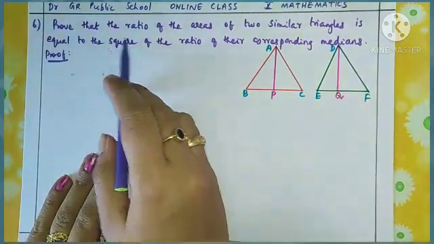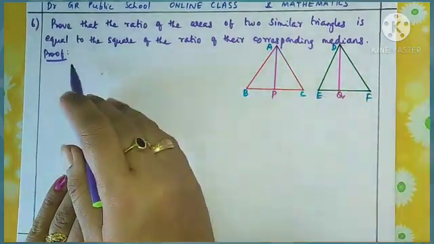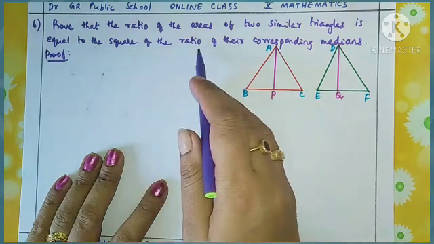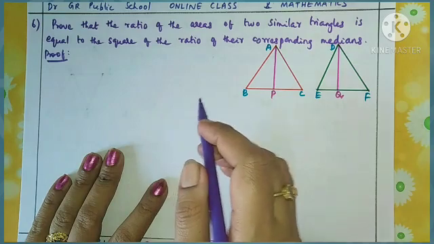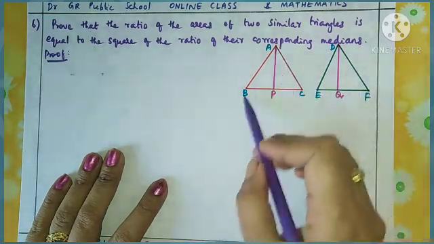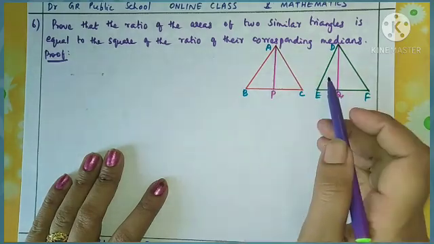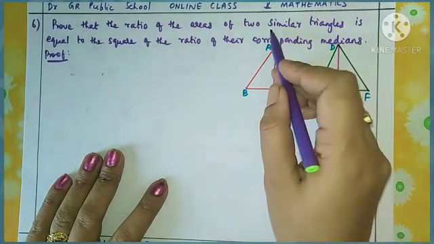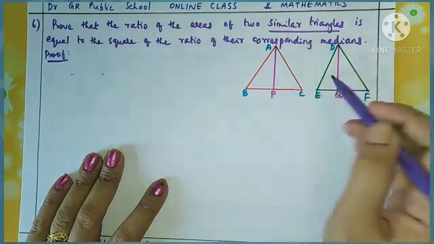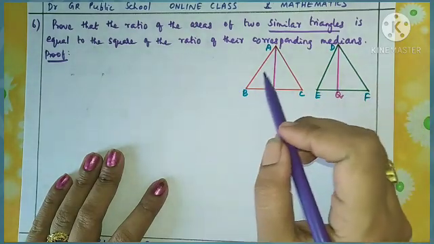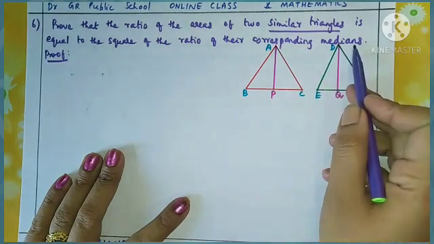Prove that the ratio of the areas of two similar triangles is equal to the square of the ratio of their corresponding medians. Okay, so here two triangles are there, ABC and DEF. We want to show that they are similar triangles. Given they are similar triangles, when you find the ratio of the areas of these two triangles, that is equal to the square of the ratio of their corresponding medians.